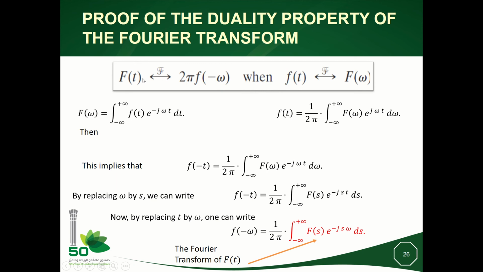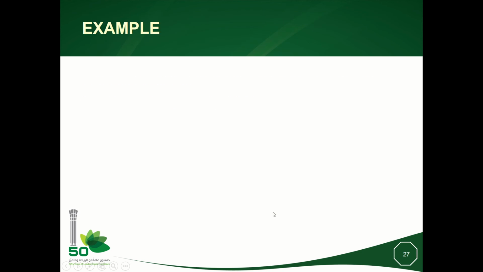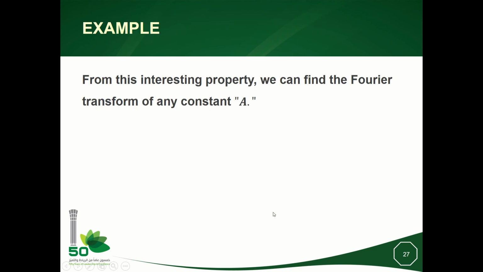And this is the claim that we have imposed: f of t is the Fourier transform of 2 pi times f of minus omega. And this will end the proof. An example: if we take a constant a, we know that a times the Dirac function, a delta of t, has a Fourier transform equal to a, which is a constant. So here we are in time, and here we are in the frequency domain.